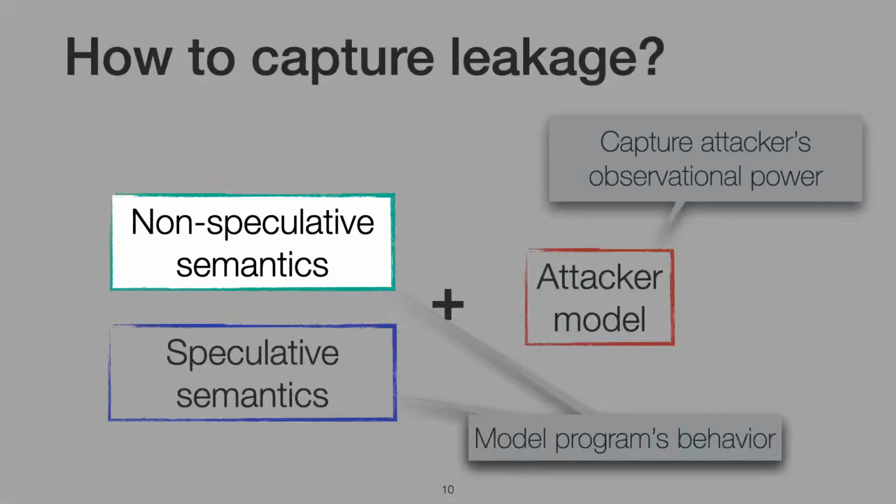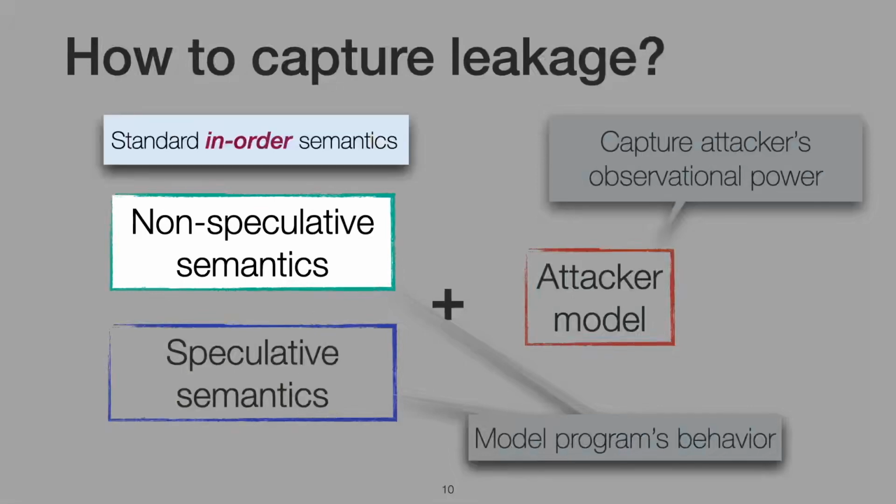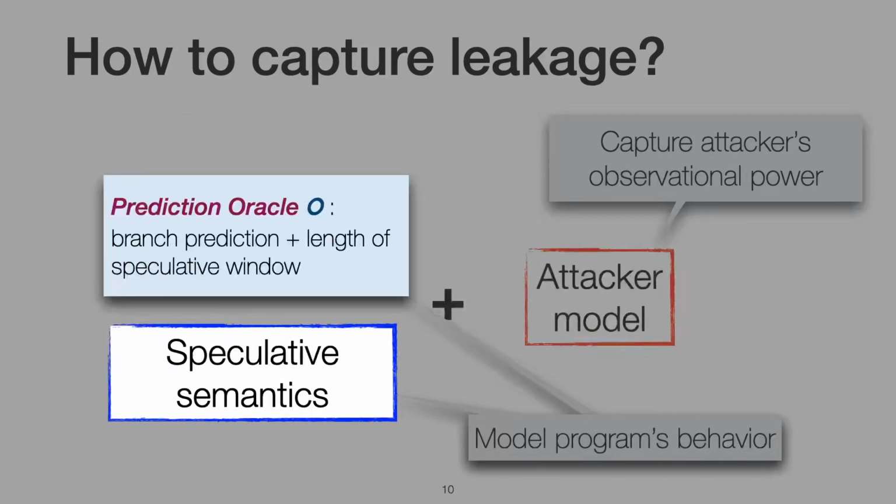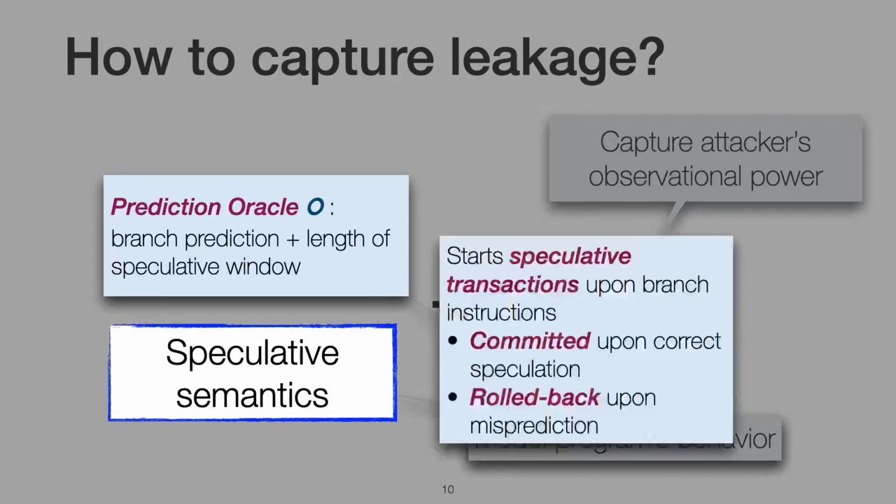First, the non-speculative semantics is standard. Instructions are executed in order one after the other. In contrast, the speculative semantics is novel and it captures the effects of speculative execution. Concretely, the semantics is parametric in a prediction oracle, which abstracts away from specific branch prediction details. The semantics works as follows. Whenever we execute a branch instruction, the semantics queries the oracle, which produces the prediction and the corresponding speculative window, that is, the number of steps that we should execute speculatively.